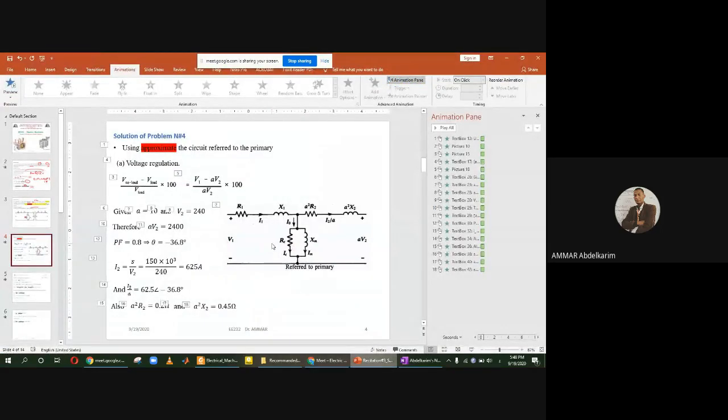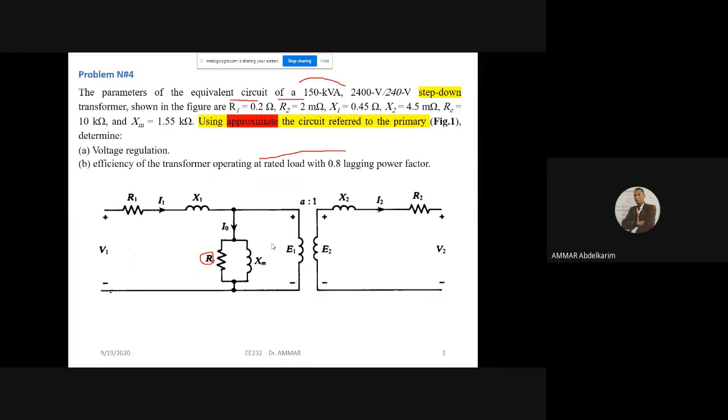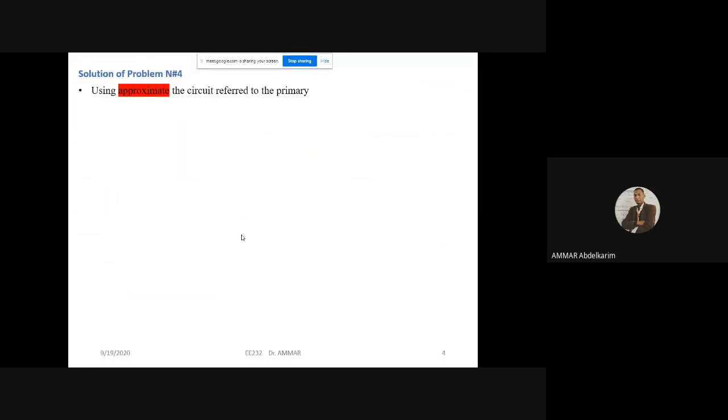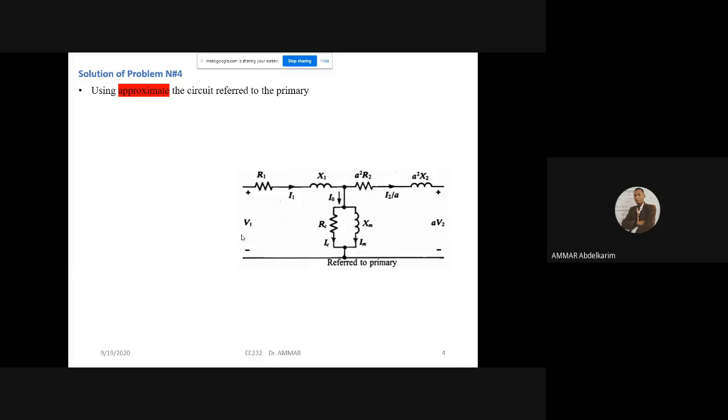Okay. So here in the exercise, firstly, in the original exercise, they said to use the circuit referred to the primary. They didn't say approximate, but I have seen that it will be more simple to use the approximate equivalent circuit. You see here that the circuit is the exact equivalent circuit, not the approximate equivalent circuit, referred to the primary. In the approximate equivalent circuit, we move this parallel branch to the input.